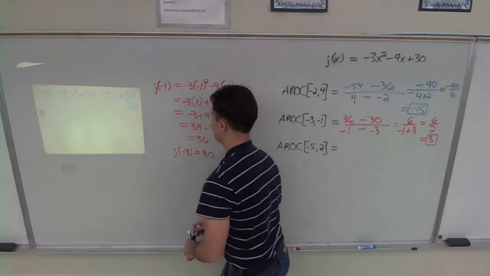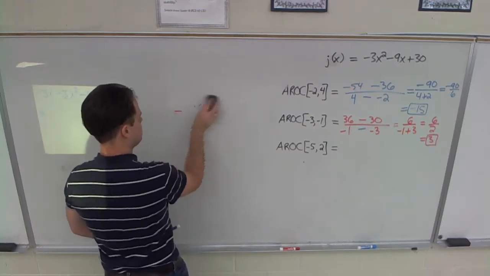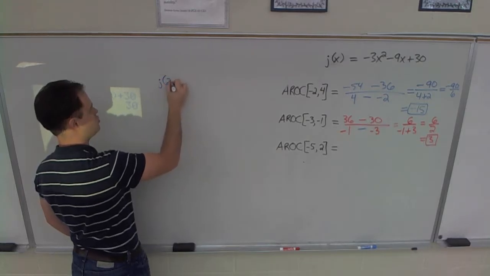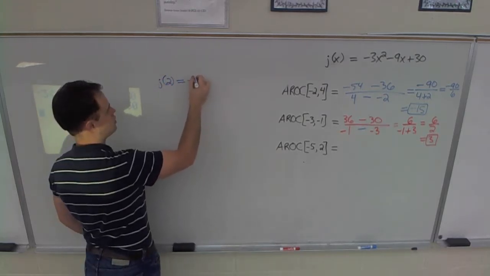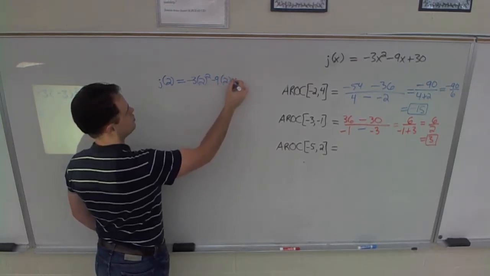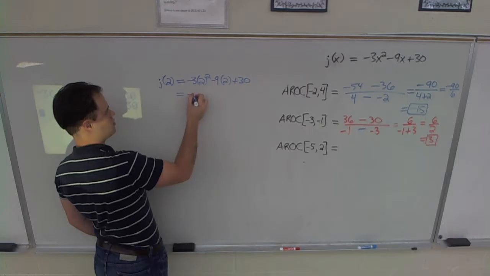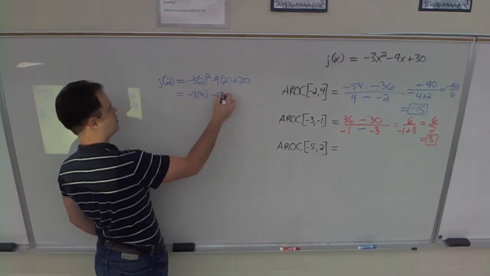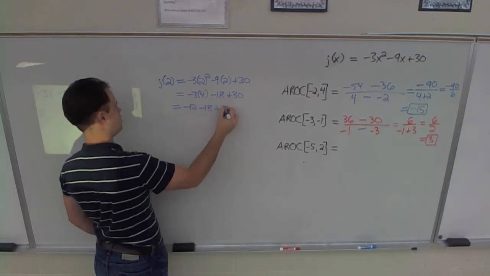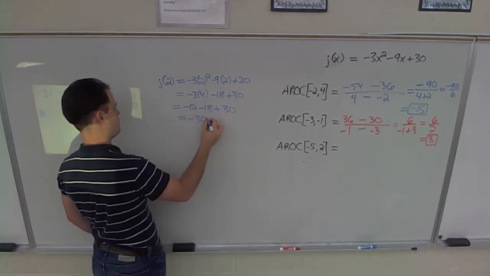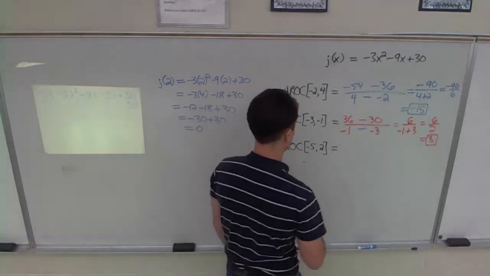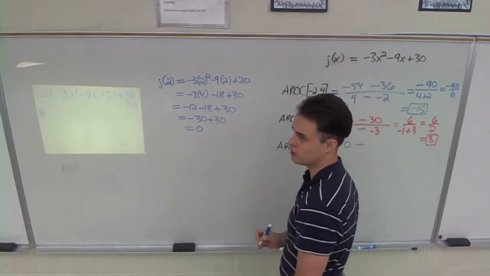And one last one. So I'm going to do 2 on this one. So I'll do J of 2. It's going to be negative 3 times that 2 squared minus 9 times 2 plus 30. So that's negative 3 times 4 minus 18 plus 30. Negative 12 minus 18 plus 30. Ooh! Negative 30 plus 30. That's 0. Sweet deal. I think I cooked this problem up to work out like this.